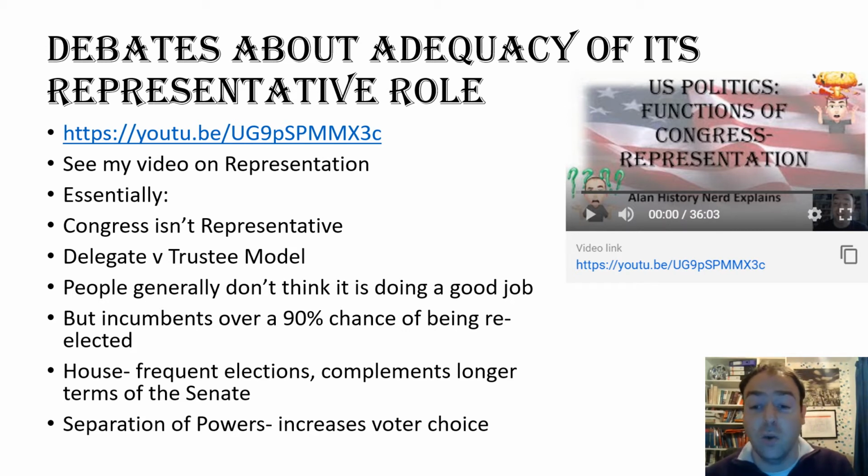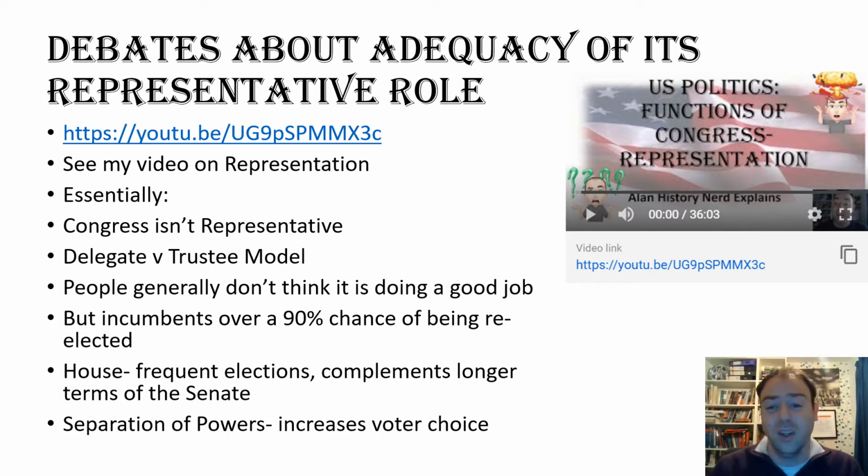Essentially, Congress isn't very representative, so it doesn't look like the American people, and particularly, for example, there's a massive underrepresentation of women. Now, there is some degree of debate over the significance of this and how important it is, and a lot of that comes down to a couple of models of representation, the delegate and trustee models, and if you're going on the delegate model, it doesn't matter as much, and the idea is that works more in the House than it does in the Senate.